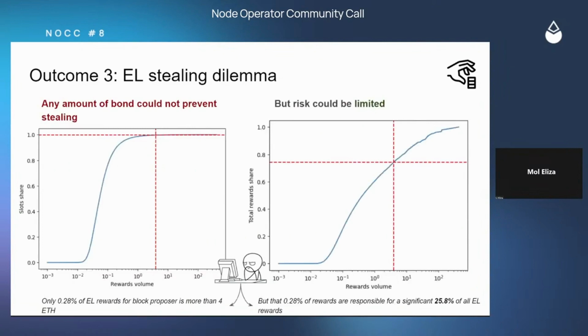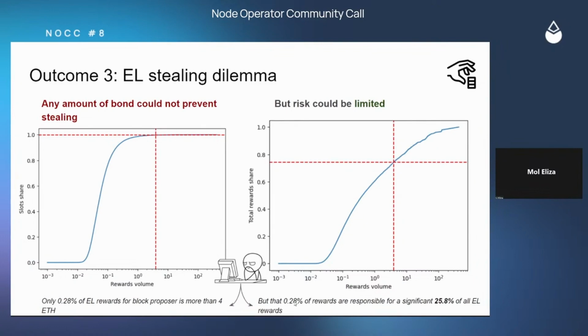But the good news is pretty simple, which could be formulated like that. There is a very, very small amount of blocks that are worth so much ETH. For example, only 0.28% of the blocks are worth more than 4 ETH. And if we assume the worst case scenario, when all the actors act maliciously and steal them, the amount of blocks subjected to this attack is pretty low, but the amount of cumulative EL rewards is pretty high.